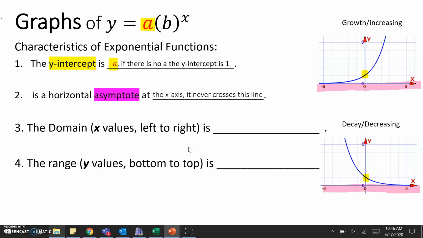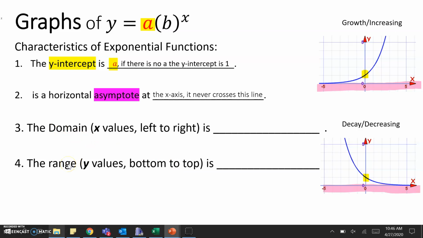So that's going to always be at the x-axis for exponential functions that are of this form, and it will never cross that line, okay? We're going to learn about how that asymptote might move sometimes, but for right now, it's always just at the x-axis where y is 0.